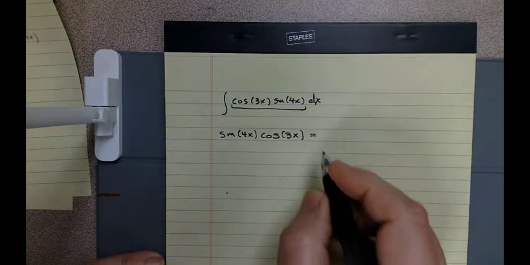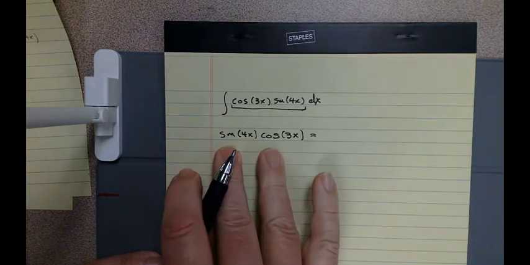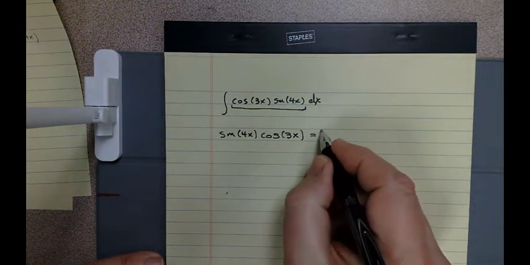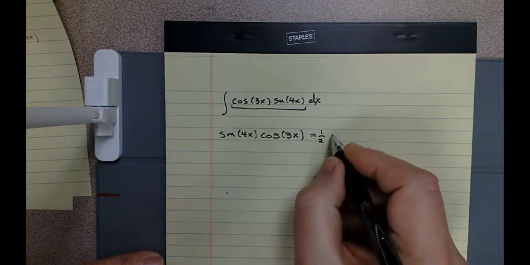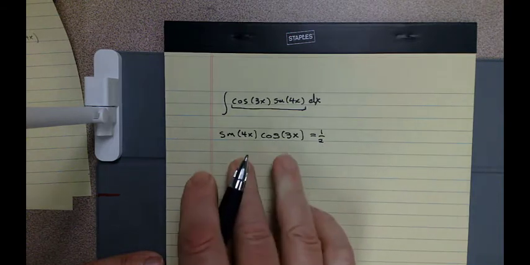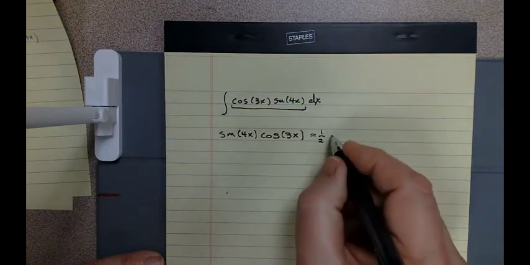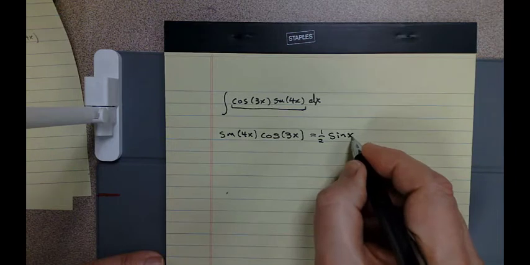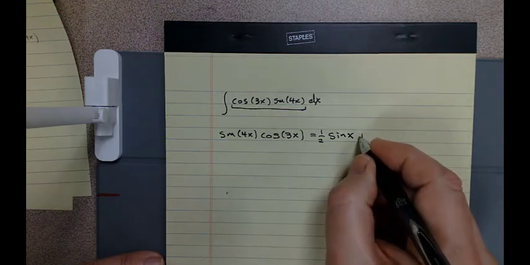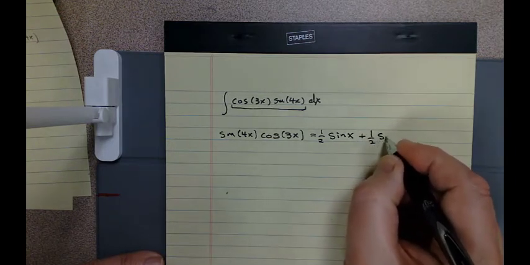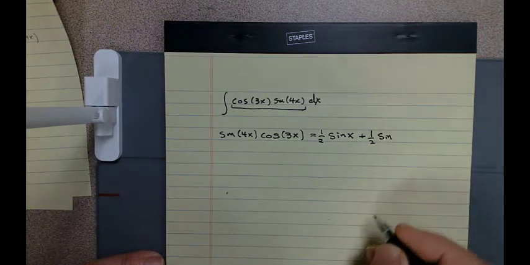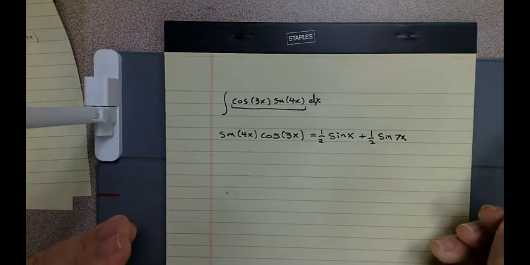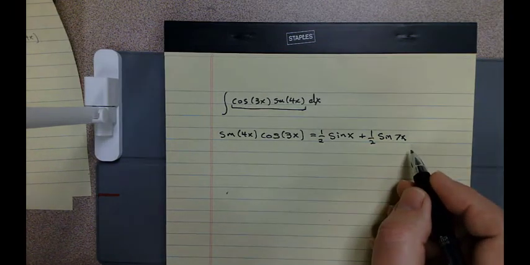So what is it? We have different trig functions, so it's in sine, and it'll be 1/2 of the sine of the difference of these two angles, which is the sine of 4x minus 3x, which is just sine of x, plus 1/2 the sine of the sum of the two angles, which is 7x. And so this is something I can integrate.